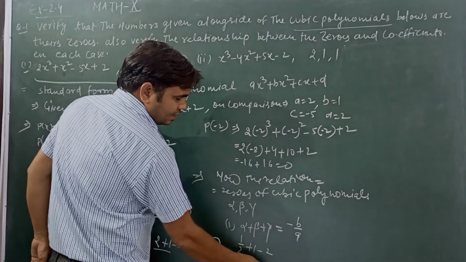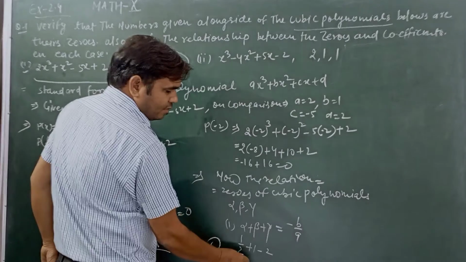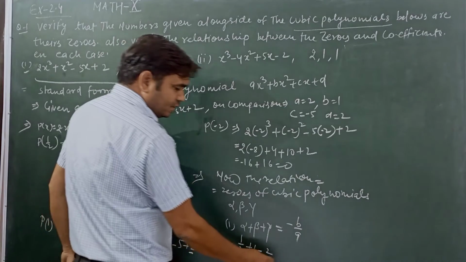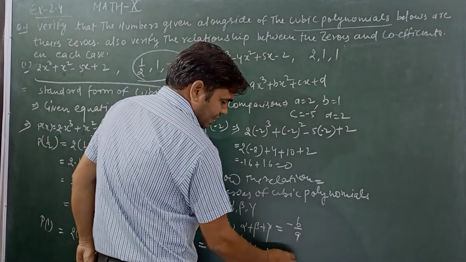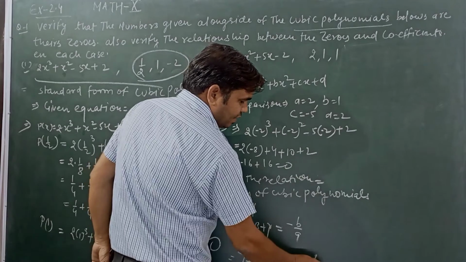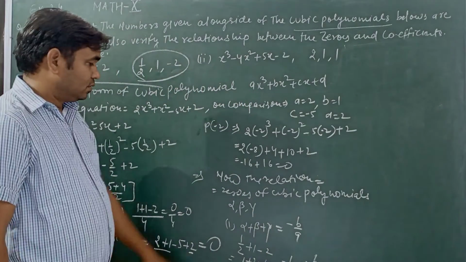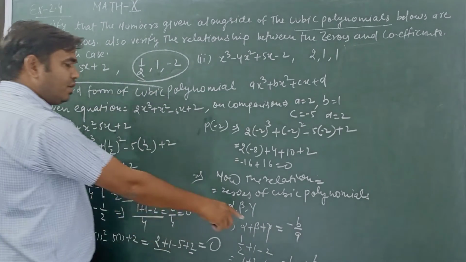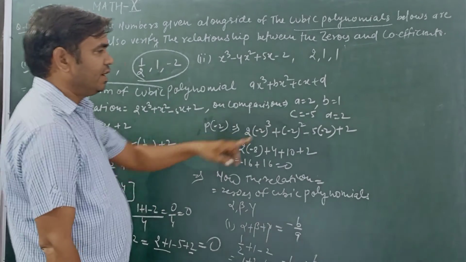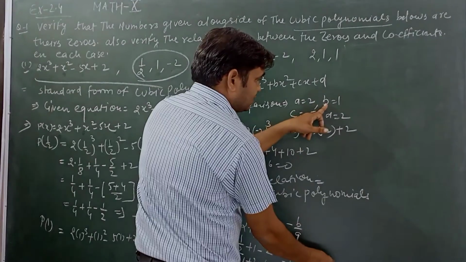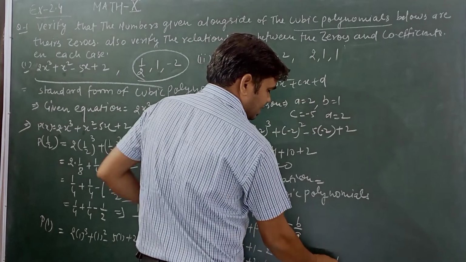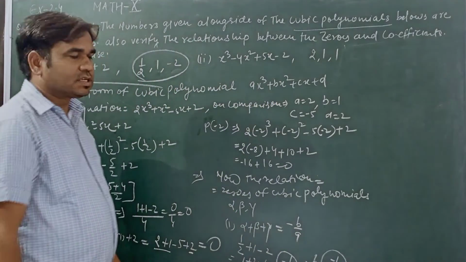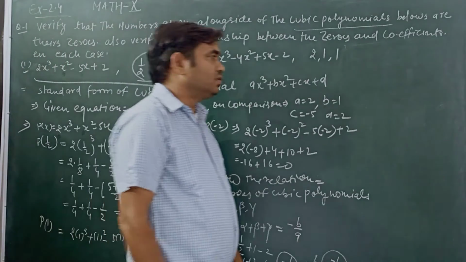After that we make the calculation: 1 plus 2 minus 4, so we get minus 1 over 2, that is minus b over a. In the given equation we also compare: b is 1, so minus b is minus 1, and a is 2, so minus 1 over 2. This is also satisfied. So this condition is verified.